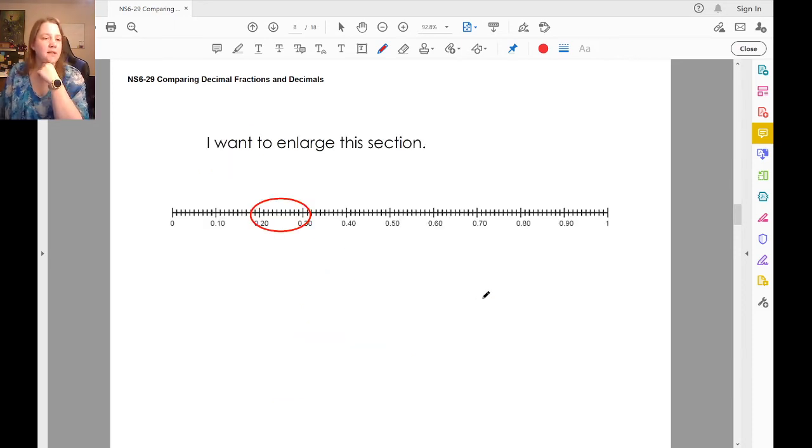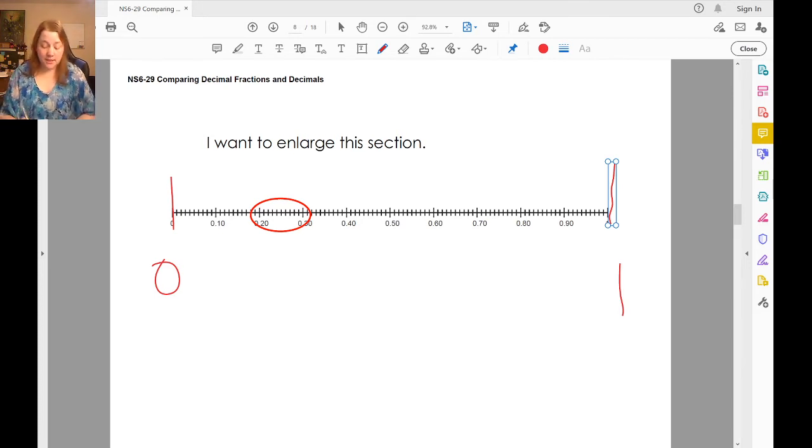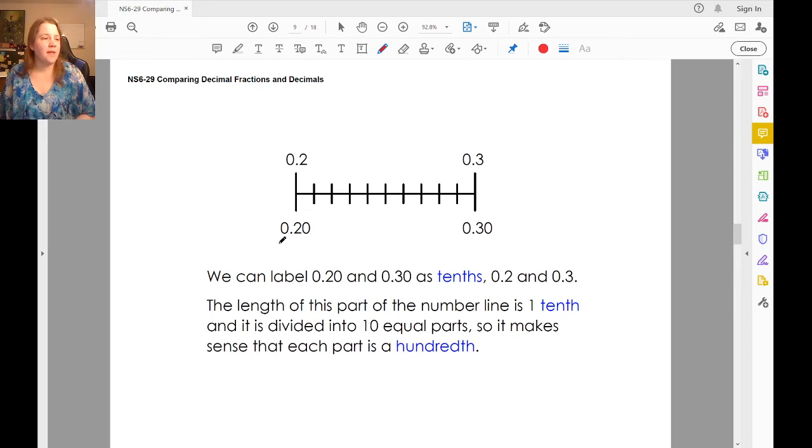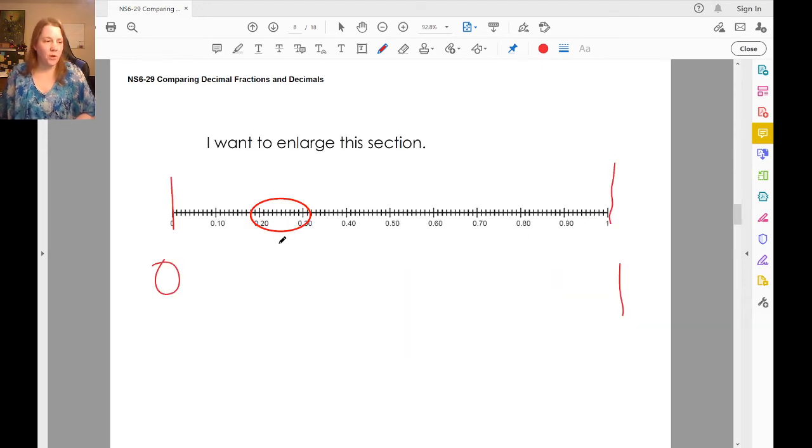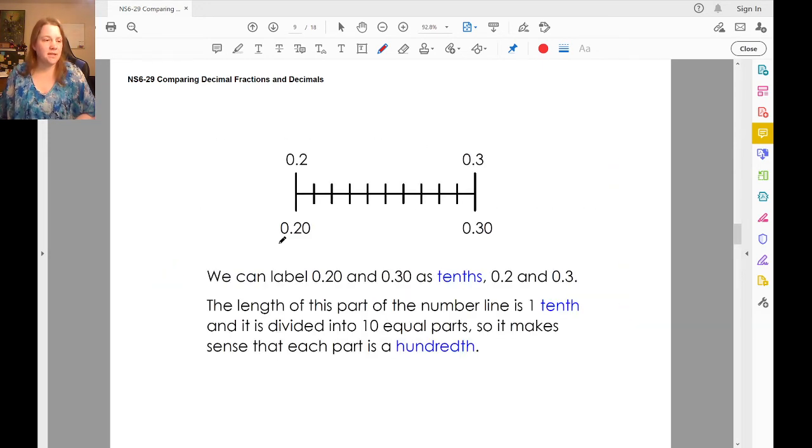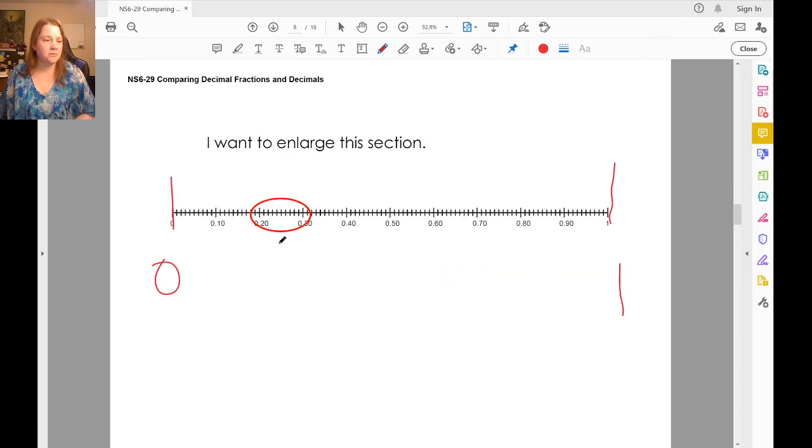Now, let's say that we have this big number line here, and this is 0, and this is 1, just in case you can't see the really tiny numbers. This is 0.10. This is 0.20, 0.30, 0.40. If we want to enlarge this section and make it bigger, that means that we're going to take what's circled and we're going to see it here. You can see the jump.